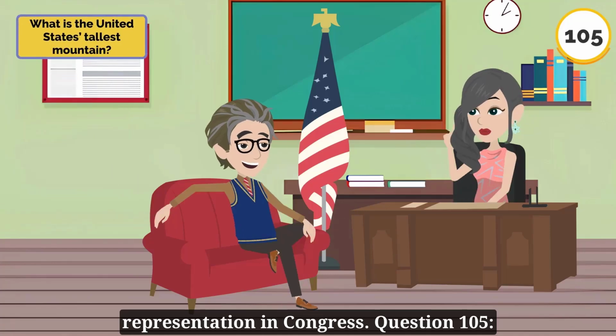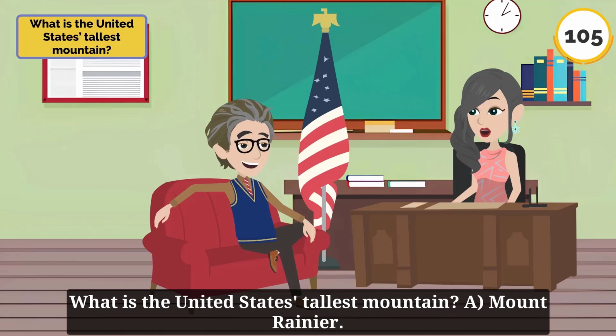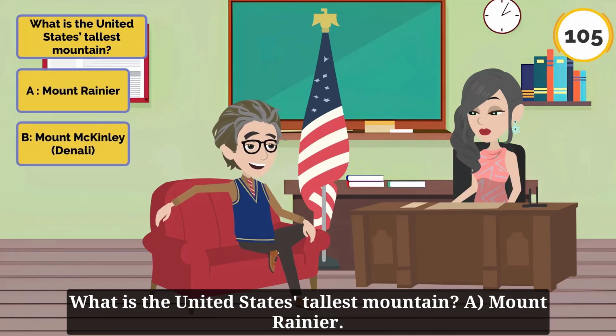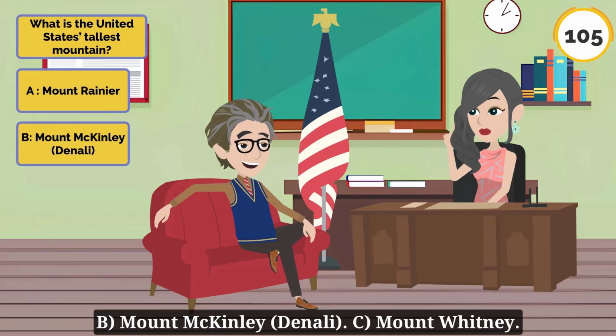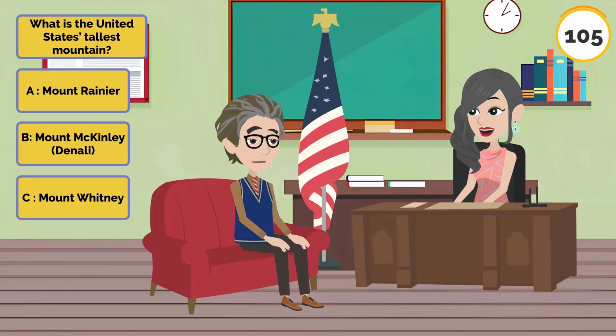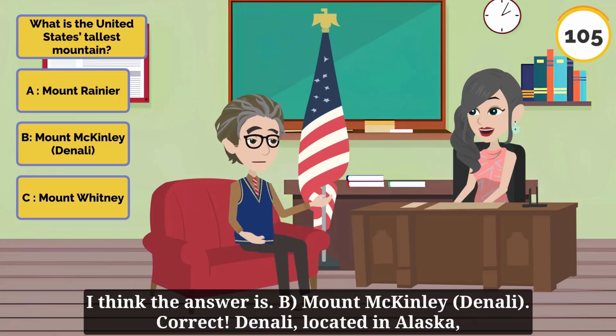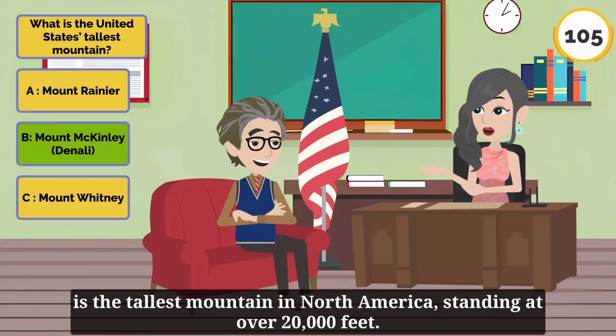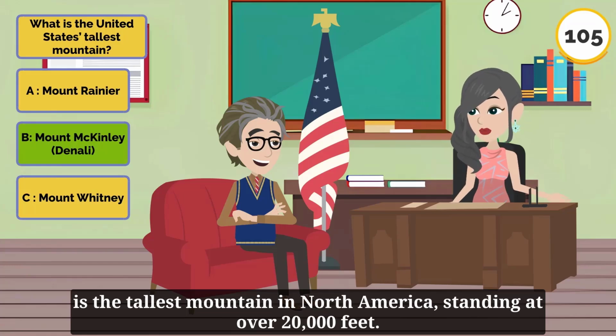Question 105. What is the United States' tallest mountain? A. Mount Rainier, B. Mount McKinley, Denali, C. Mount Whitney. I think the answer is B. Mount McKinley, Denali. Correct. Denali, located in Alaska, is the tallest mountain in North America, standing at over 20,000 feet.